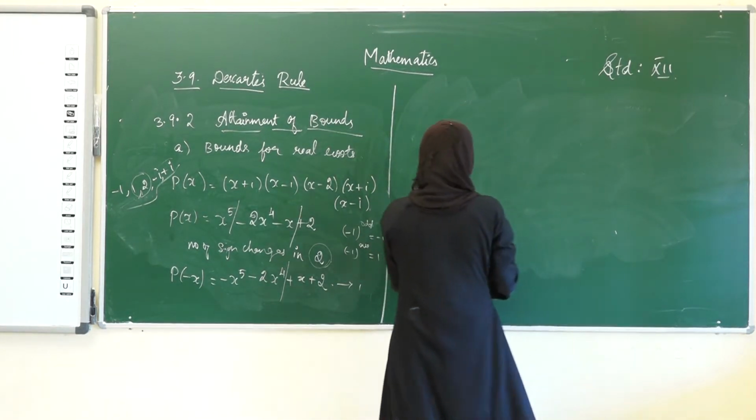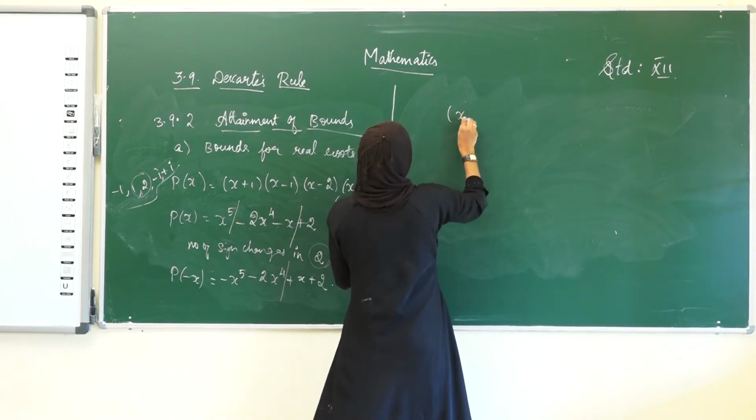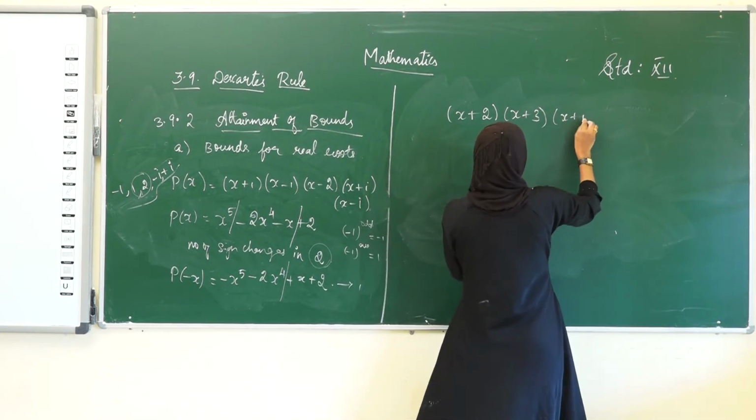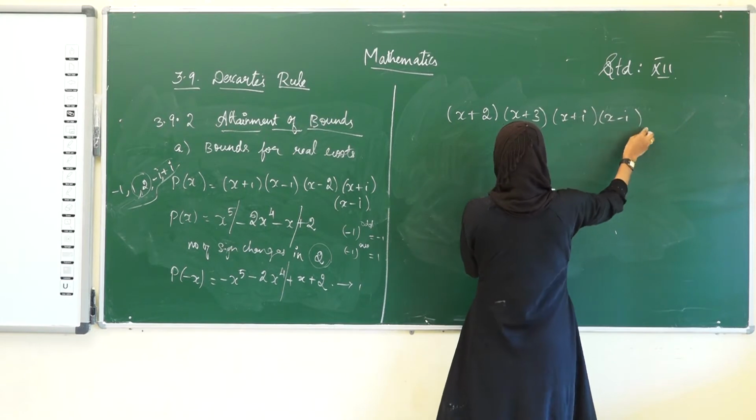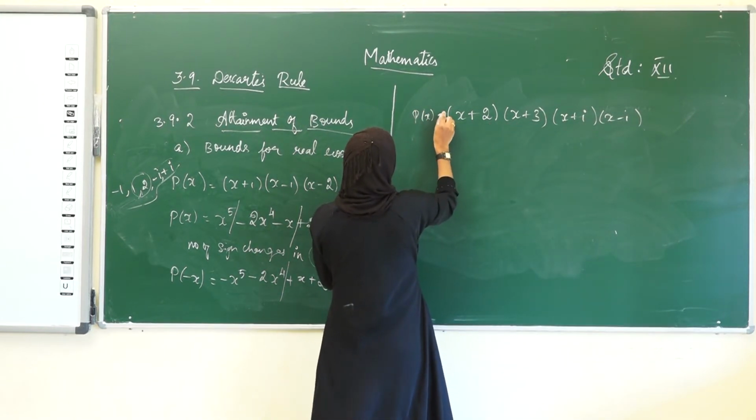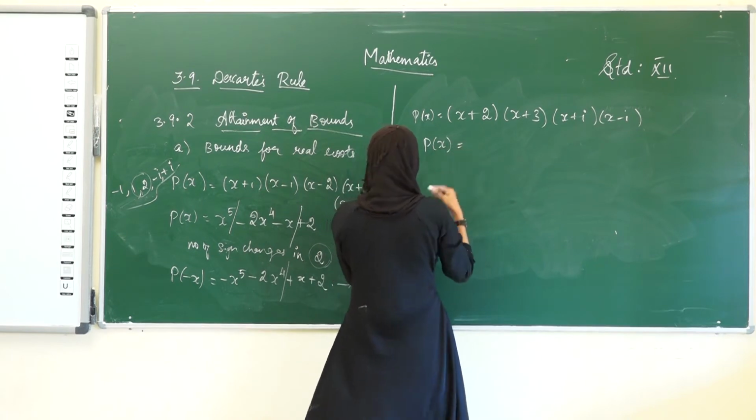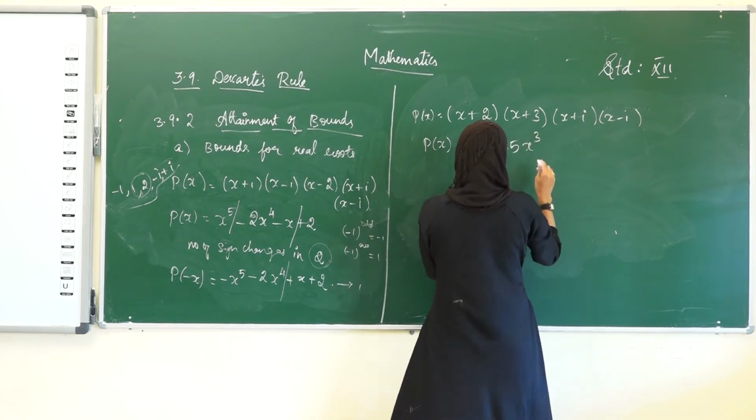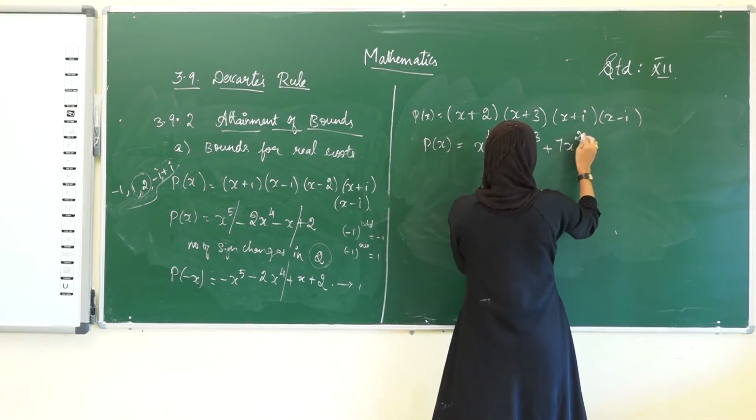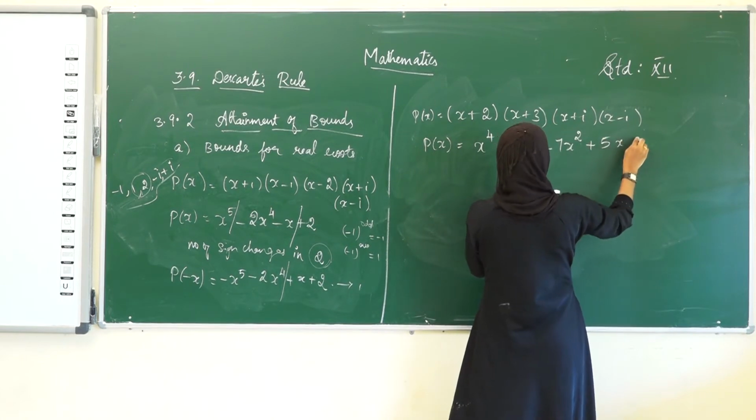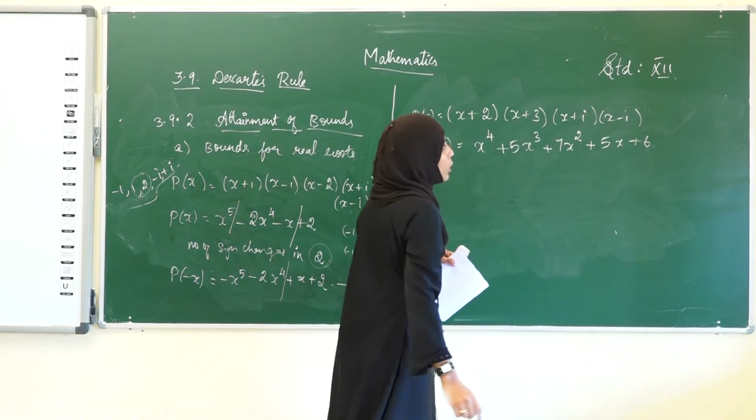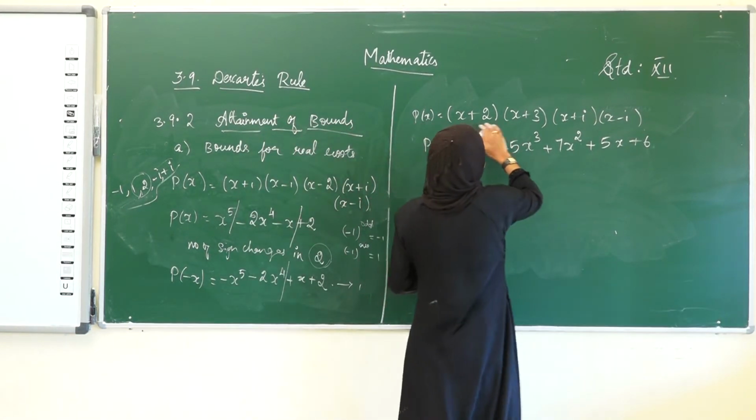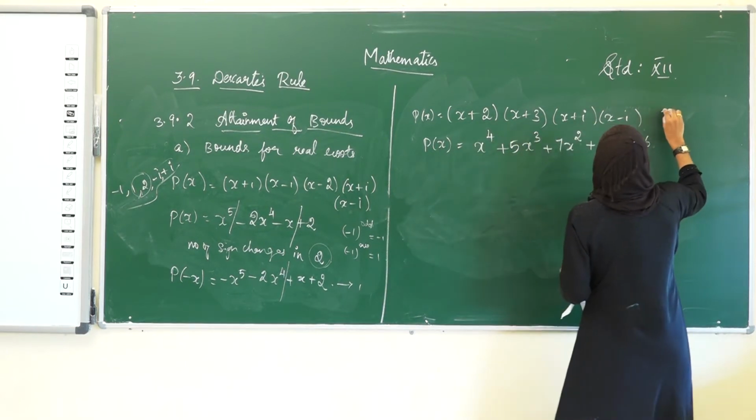And they have given us another illustration. See here, x plus 2, x plus 3 into x plus i into x minus i. Let this be p of x. Okay, this is the factorized form. The equation is p of x is equal to x power 4 plus 5x cube plus 7x square plus 5x plus 6. Okay. Now, we are going to find the number of positive roots and the number of negative roots using the Descartes rule. Okay. See here, from this we can write the roots. What are the roots? Minus 2.